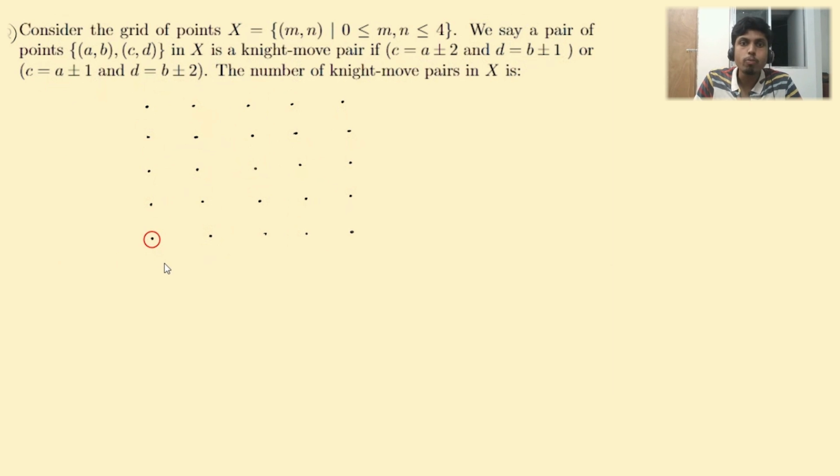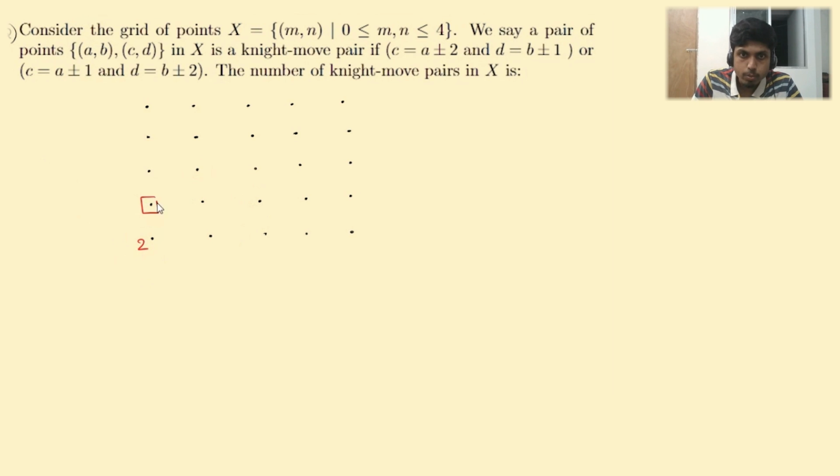Consider the number of knight move pairs that contain this point. How many knight move pairs contain this point? Let's say this one and this one is a knight move pair, and it contains the bottom left corner point. And the first one with the point circled recently would also form a knight move pair. So there are 2 knight move pairs associated with this point. So let's mark the number 2.